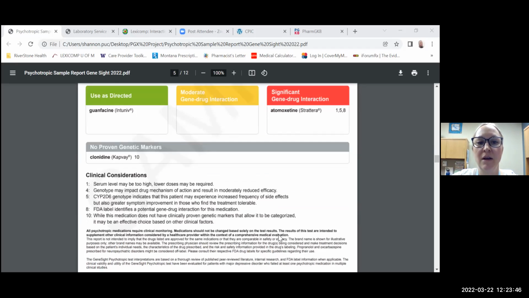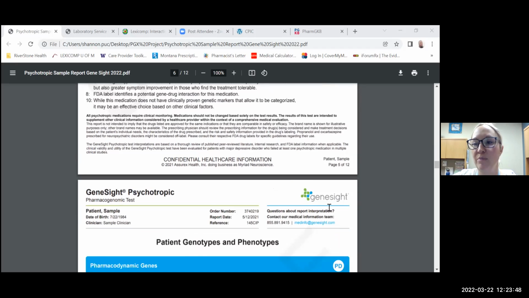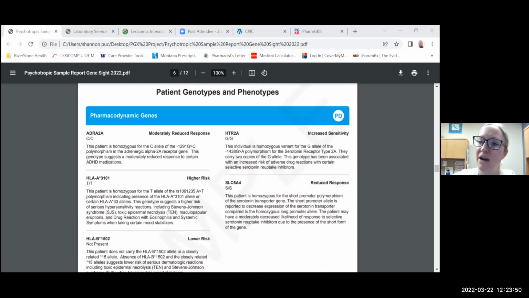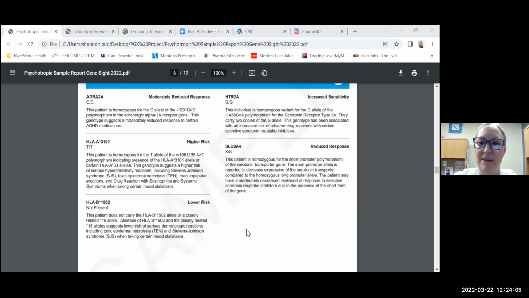In the back of every report, so whether you get it from Mayo, ERA, Avera, GeneSight, they will give you their genotype and phenotype. So this is the helpful information for you to actually go to the guidelines and say, okay, what's this patient's genotype and phenotype? What's the strength of recommendation from CPIC? Do I really have to change their therapy or avoid this therapy?